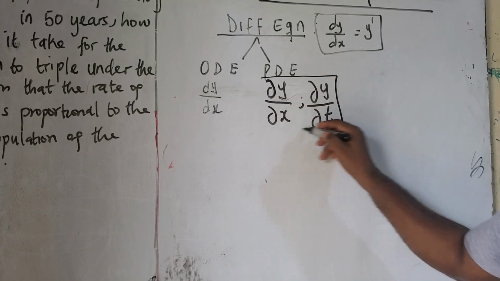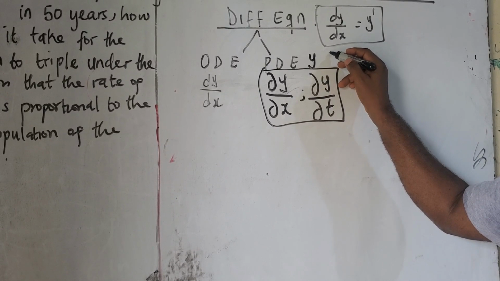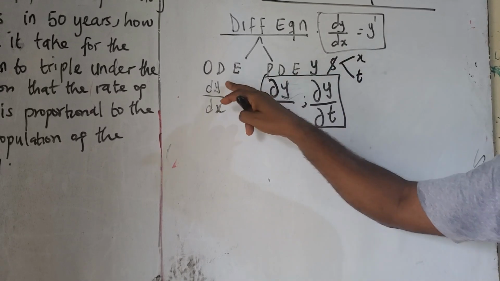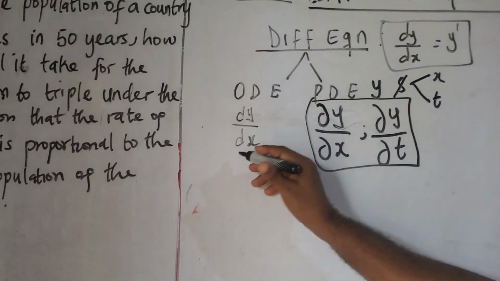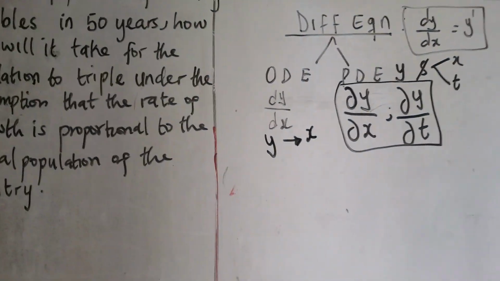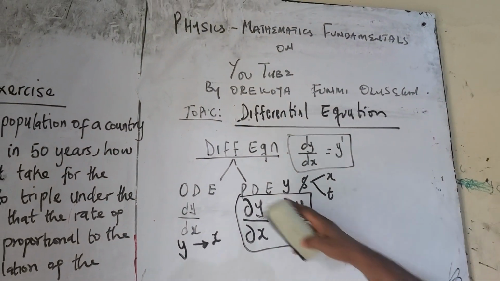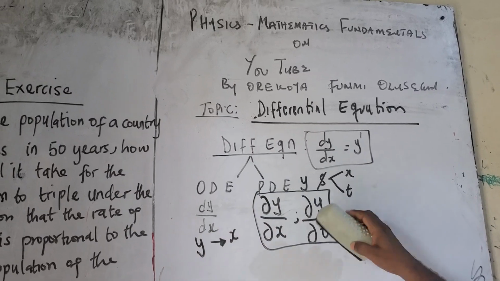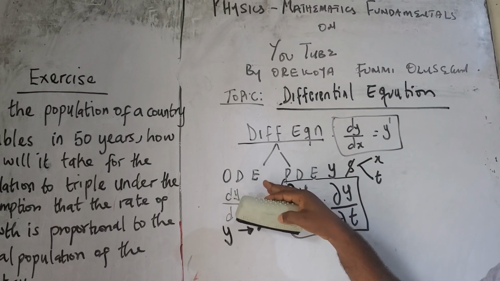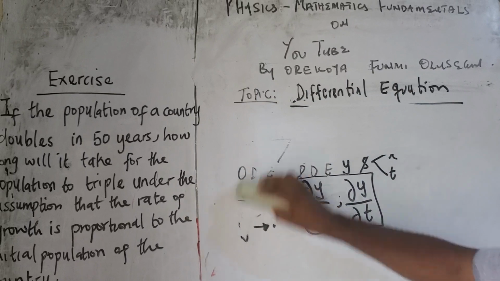For partial differential equation, it has dependent variable y with respect to two or more independent variables such as x and t. But for the ordinary differential equation, it has a dependent variable y with respect to just one variable x. So in my subsequent work, I'm going to outline examples of ordinary differential equation and partial differential equation, because this is not what we are to do today. Today we want to do application of ordinary differential equation in solving a problem.